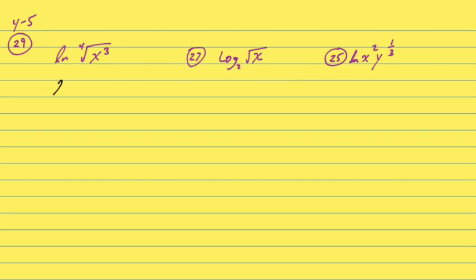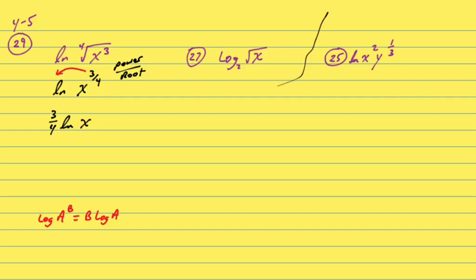Whenever I write a ln, it means log natural or natural log. When you write a fractional exponent, you always write it as power over root. The power is 3 and the root is 4. That enables me at this point to take the rule that says log of a to the b power and pull the b out front. So I should be able to pull this out front and call it 3/4 natural log of x. And that is my answer.